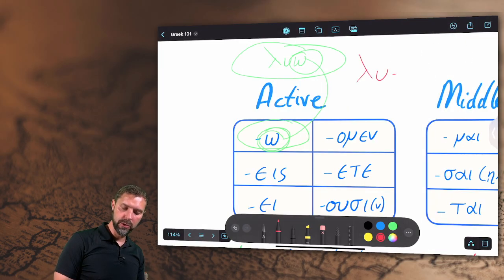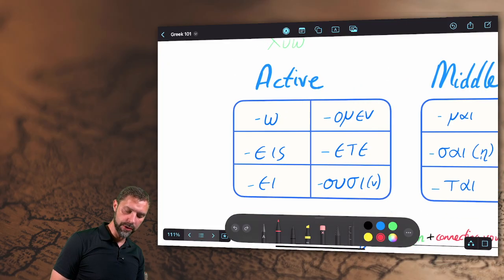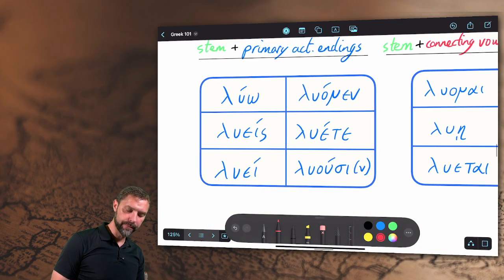Oops. Lu is my stem. And if I now wanted to proceed putting together the verb, I'll just do that. Let's run down the chart. Luo, lu, stem, ace, lu, stem, a, lu, almond, lu, eta, luusi. Here that chart is written out completely.